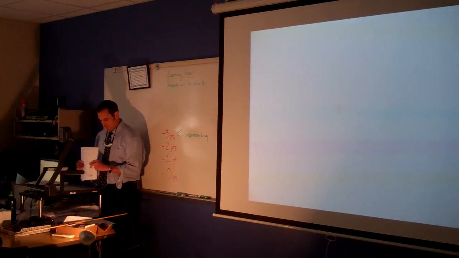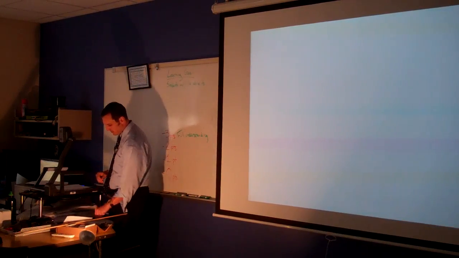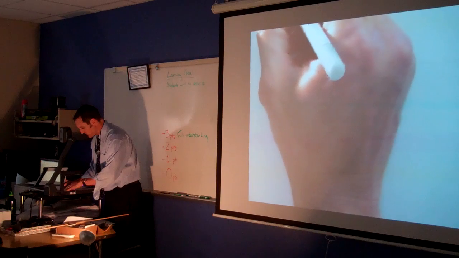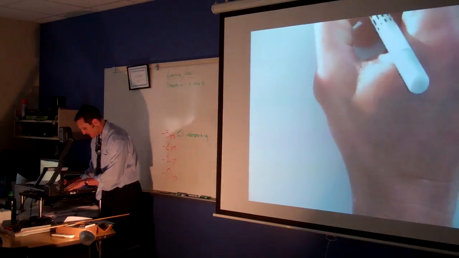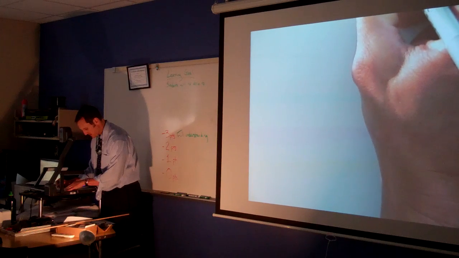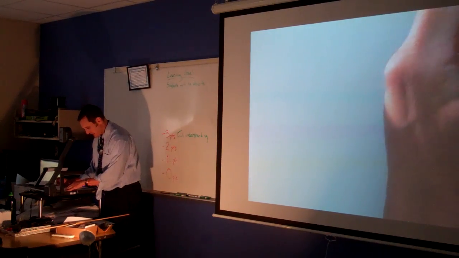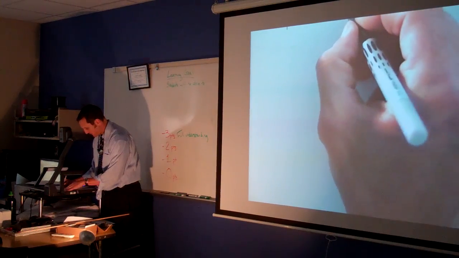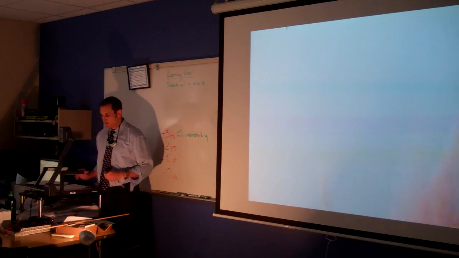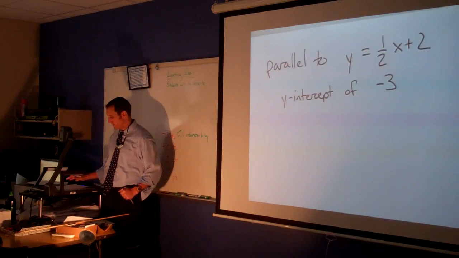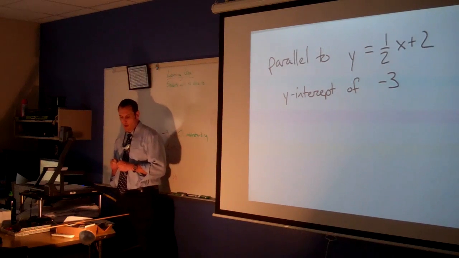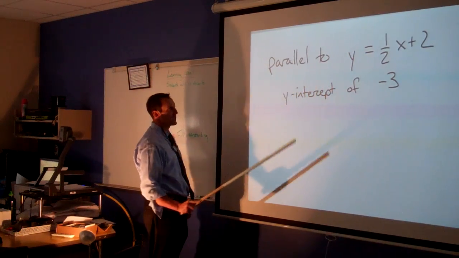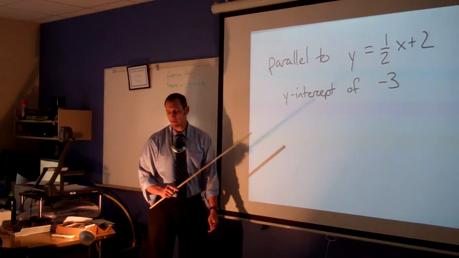Let's start thinking. If we had to write the equation of a line that would be parallel to the equation y equals 1/2 x plus 2 and has a y-intercept of -3. So here is the information that we are given. We need to write the equation of the line that is parallel to this line and has a y-intercept of -3.